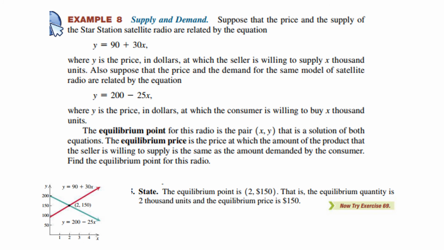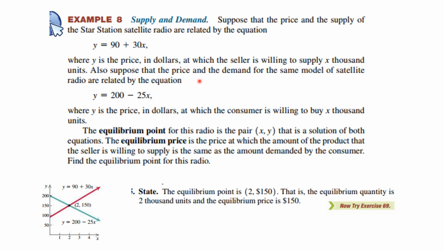Let's look at a different kind of example. And there are examples in your textbook that deal with distance equals rate times time and mixture problems, which you can also solve with 2 equations and 2 unknowns, but we're going to talk about supply and demand. So suppose that the supply and the price of a satellite radio are related by this equation, and so y is going to be the price in dollars, and x is going to be x thousand units.